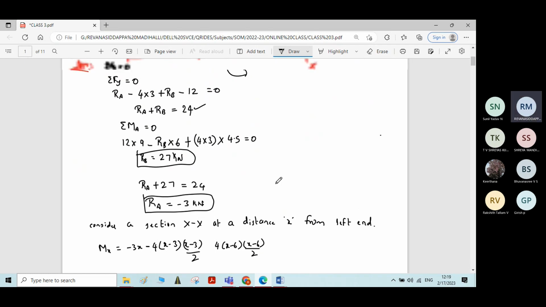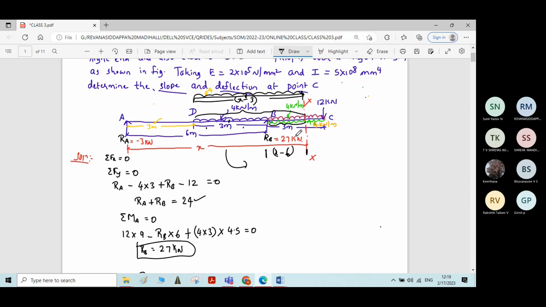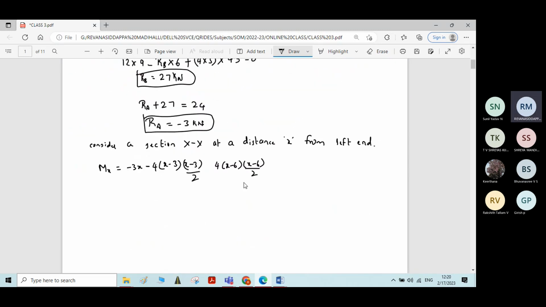What about the sign, plus or minus, now? Moment of this upward UDL about the point. Clockwise direction, sir. Clockwise sign is plus. Plus.